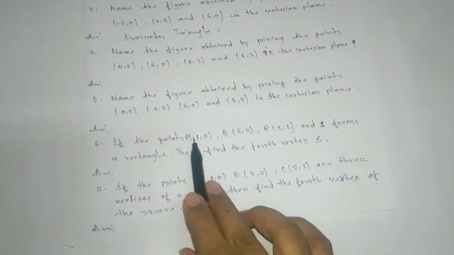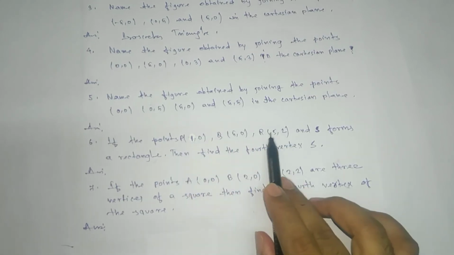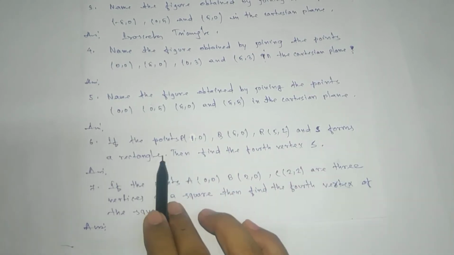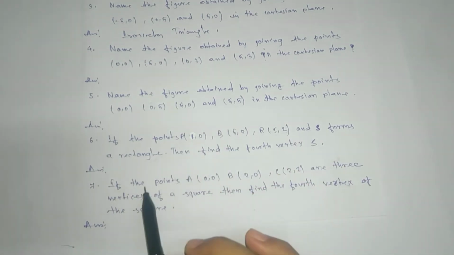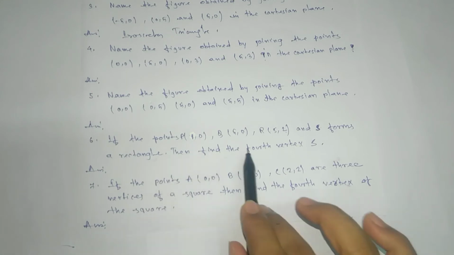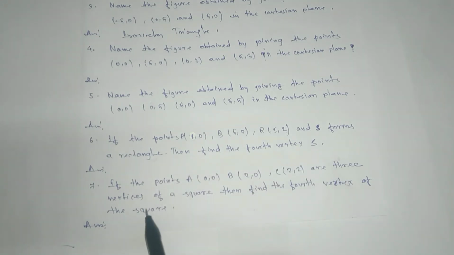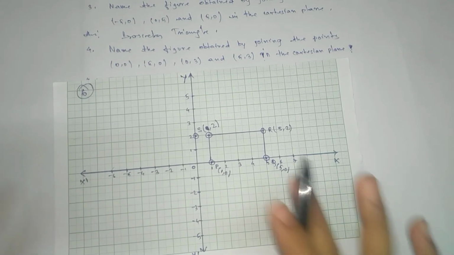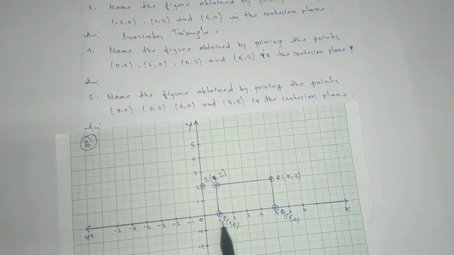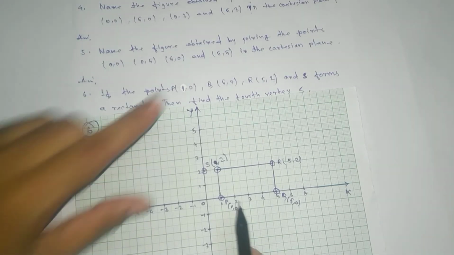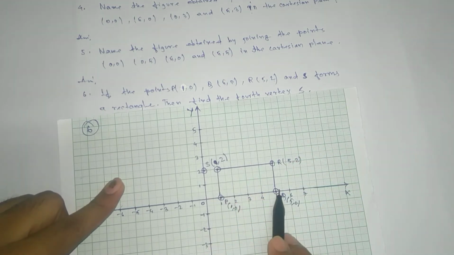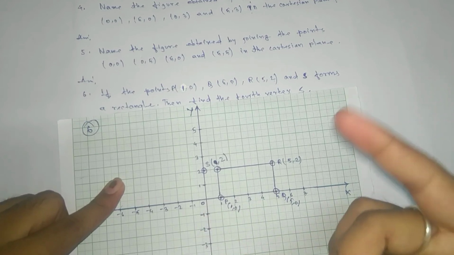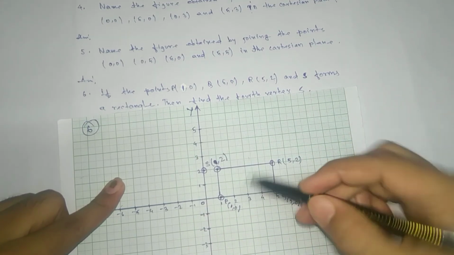If the points P(1,0), Q(5,0), R(5,2) and S form a rectangle. So they are saying rectangle, they have already told you that if you join them you will get a rectangle. Then find the fourth vertex S. So here we will do a rough figure. Here we have done it as a fair figure. If you look here, first is P(1,0), yes, Q(5,0), R(5,2) and S. If you join them, we know the rectangle property, that opposite sides must be equal.